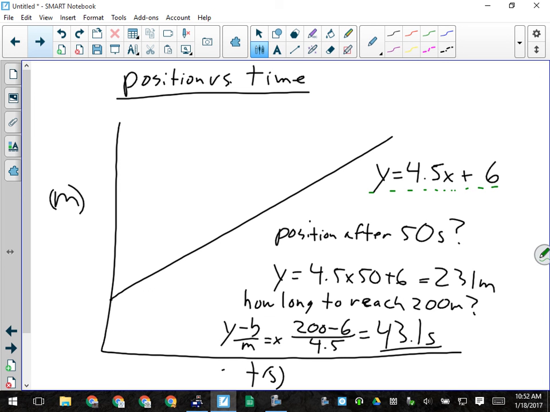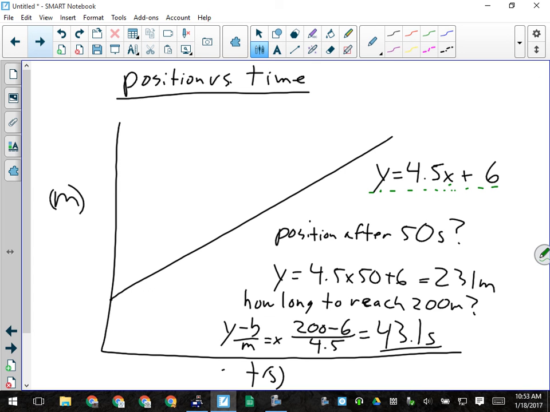The question would probably ask me to calculate the position of the object after 50 seconds. If they tell me after 50 seconds, have they given me a y value or an x value? They've given me an x value. And they're asking me to calculate the position, which is on the y-axis. So I'm being asked to calculate a y value, and I'm being given an x value. So I just plug my numbers in. I'll do y equals 4.5 times 50 seconds.